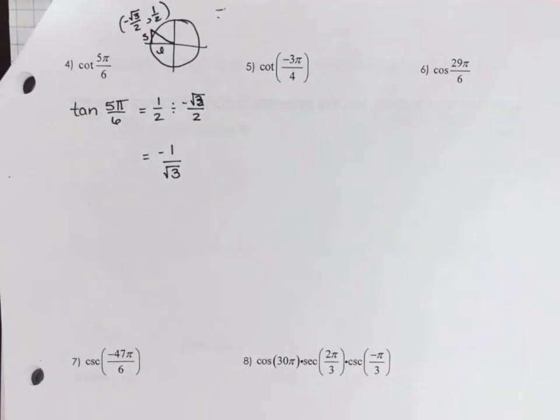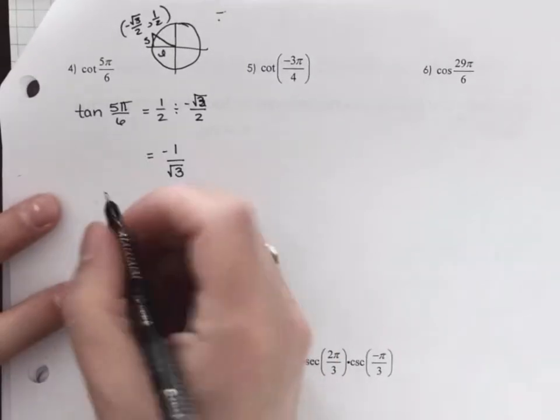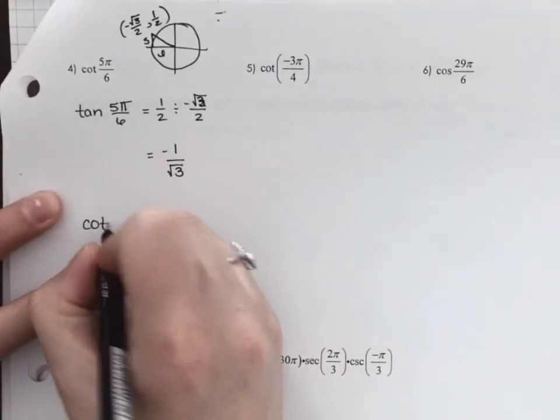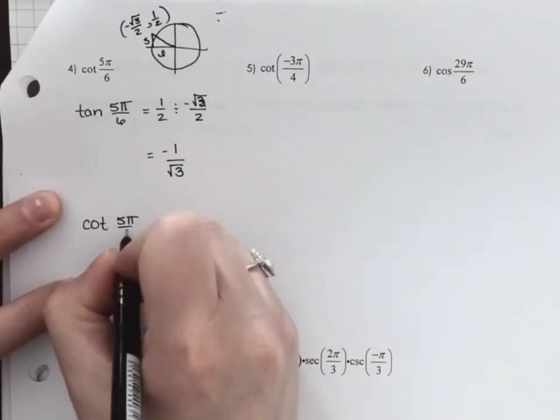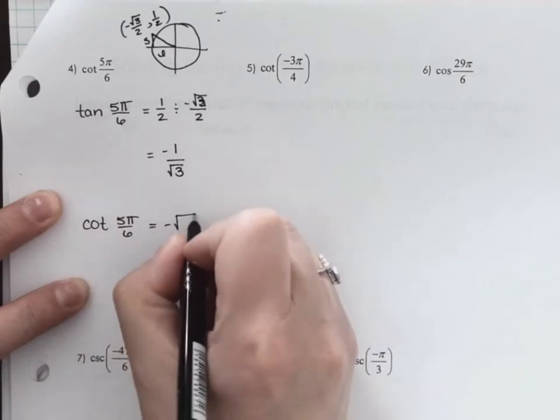But I'm not looking for tan of 5 pi over 6. What am I looking for? Cotan, which would be negative root 3 over 1, just negative root 3.